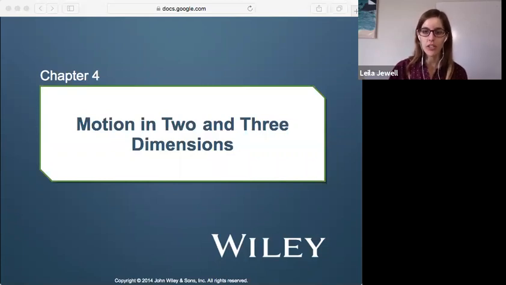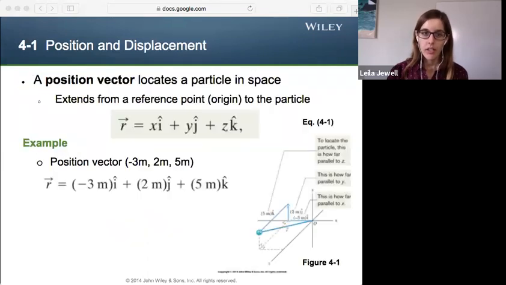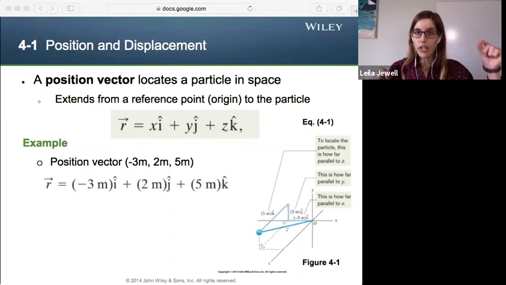So our first section is section 4.1, looking at position and displacement and how we can describe those variables in 2 and 3 dimensions. So a position vector is a way that we can locate a particle in space. It extends from a reference point, which is typically the origin, to wherever that particle is located. We can locate it that way, right? So our r vector would be the position vector.